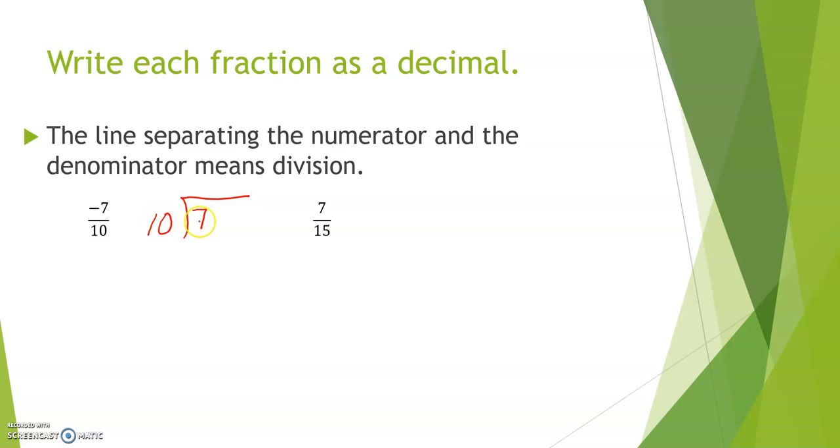10 goes into 7 0 times. We're going to make it 7.0. Pop up that decimal point. 10 goes into 70 7 times. 10 times 7 is 70. We subtract, and that difference is 0. Our decimal, -7/10, is -0.7.